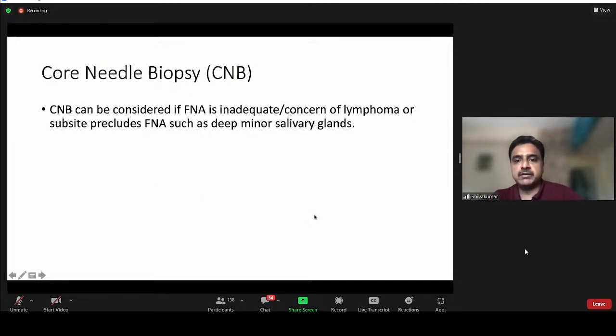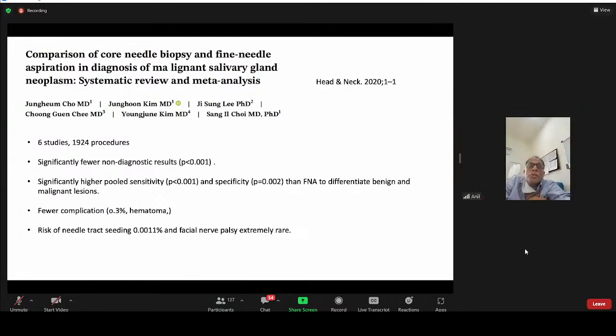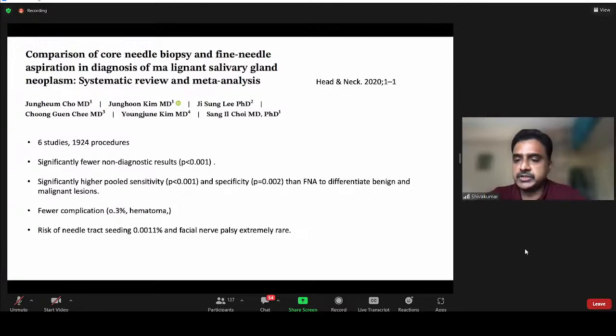And coming to core needle biopsy, we've already discussed it to a certain extent. We can consider doing a core needle biopsy if the FNA is inadequate or if there are concerns for lymphoma, and if there are subsites from which you're unable to do an FNA. And this is what the ASCO guidelines recommend as well. Shiva: Also if it's very advanced and you're not doing surgery and you want to do molecular typing, you can add that to the list. Absolutely, sir. Definitely. So that will be the third reason why you would want to do a core biopsy.